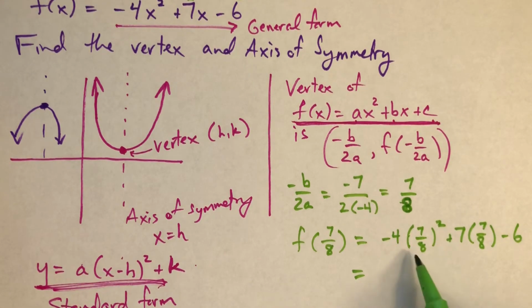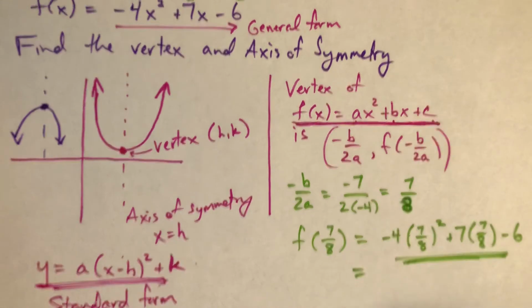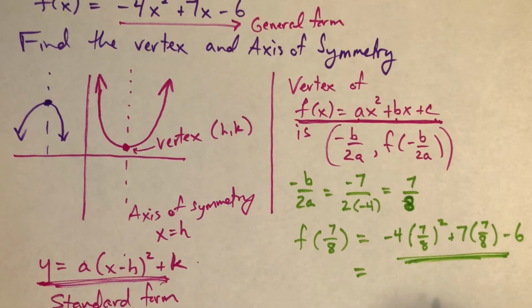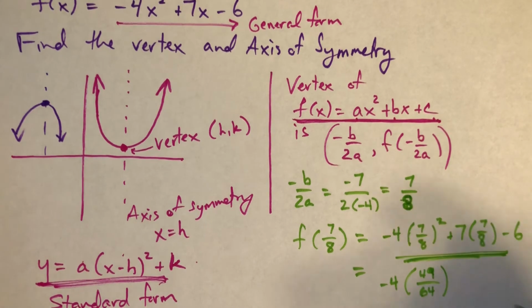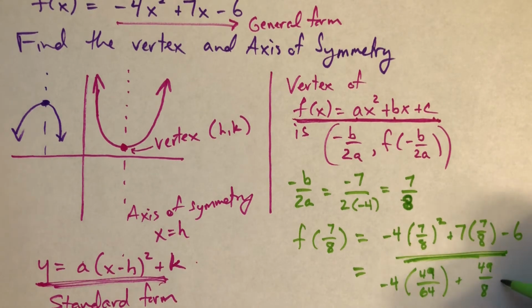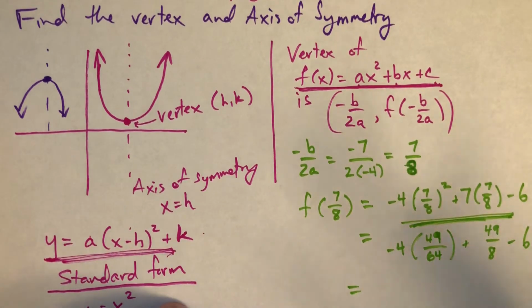So all that's left to do really is compute this out. I trust that we can compute this, right? Maybe right now is not the time. I'm just being lazy. I don't want to do it. So I should probably do it, right? So we got -4 times 49/64 plus 7, so that's 49/8 minus 6. Okay. We can do this. So that's divide by 4.